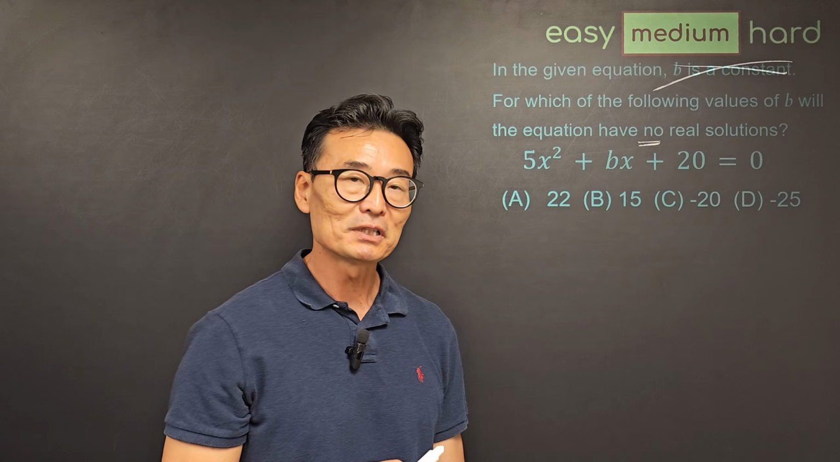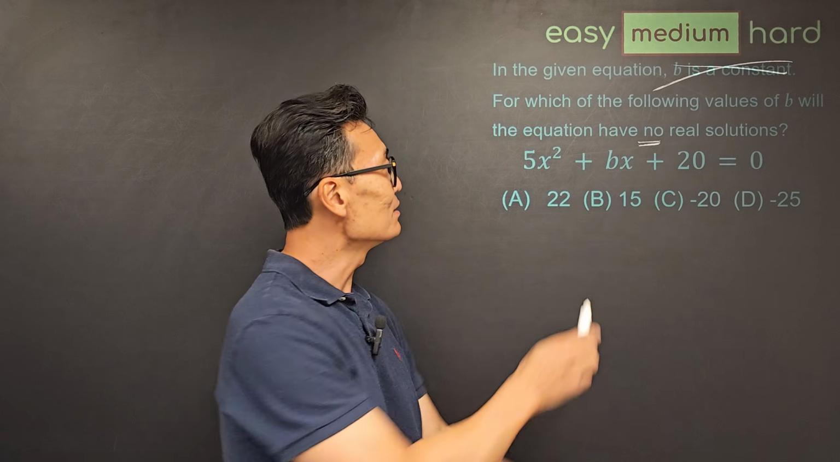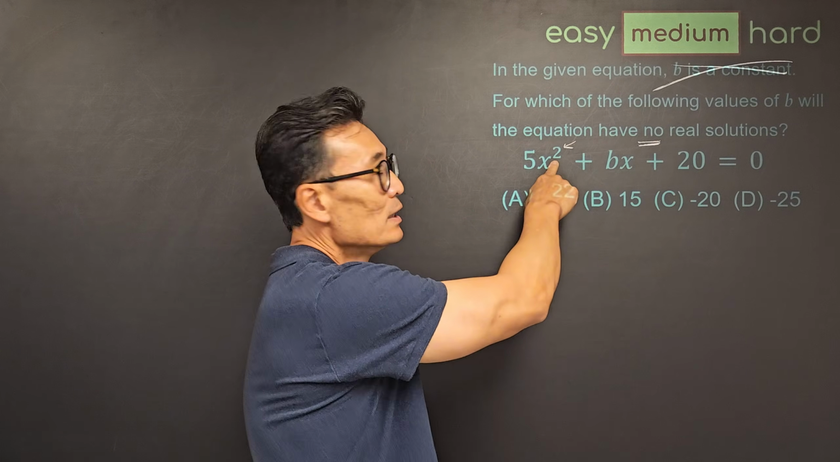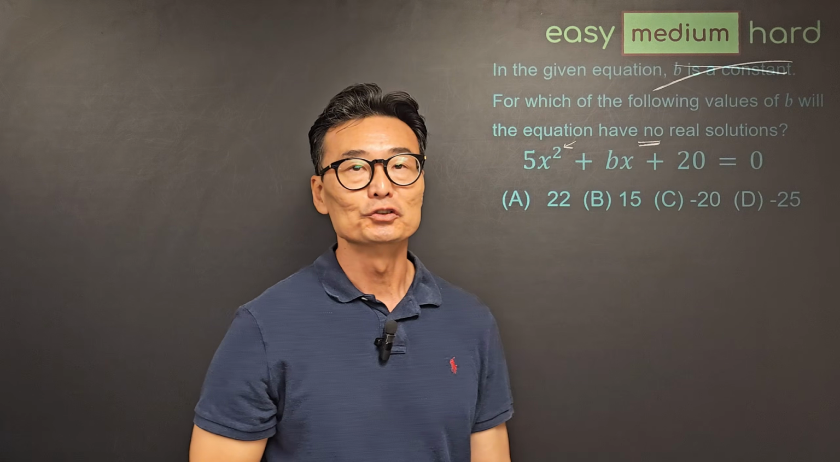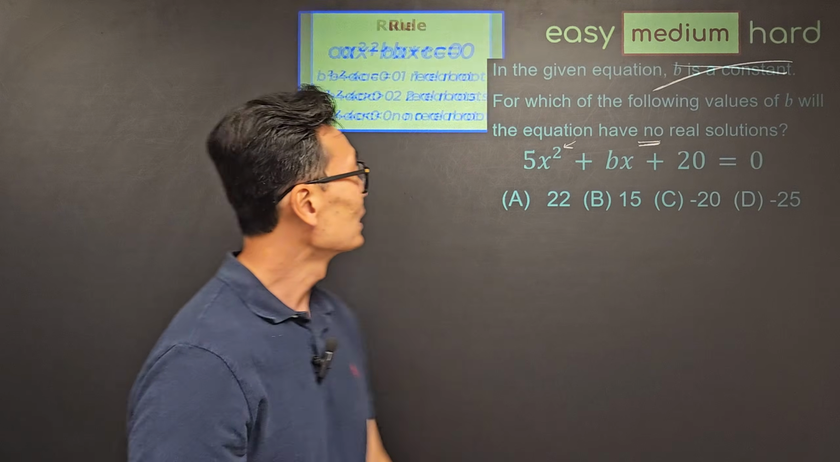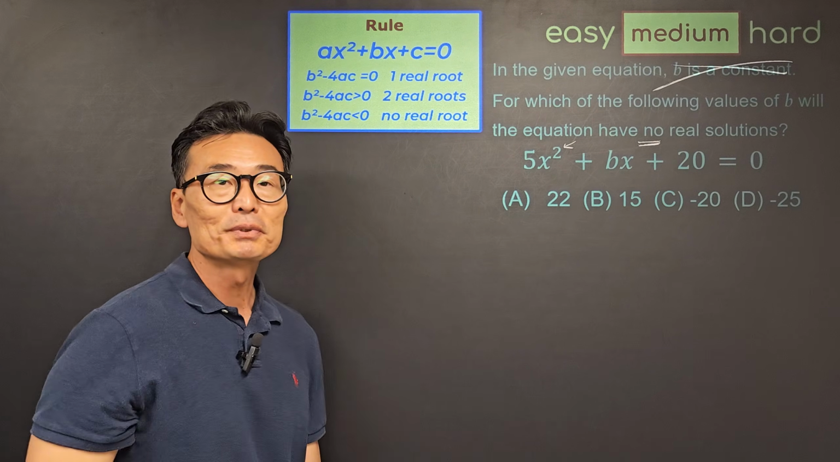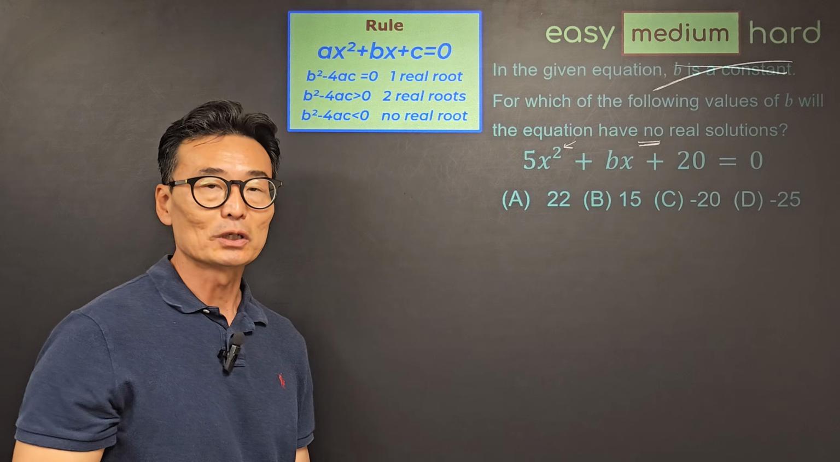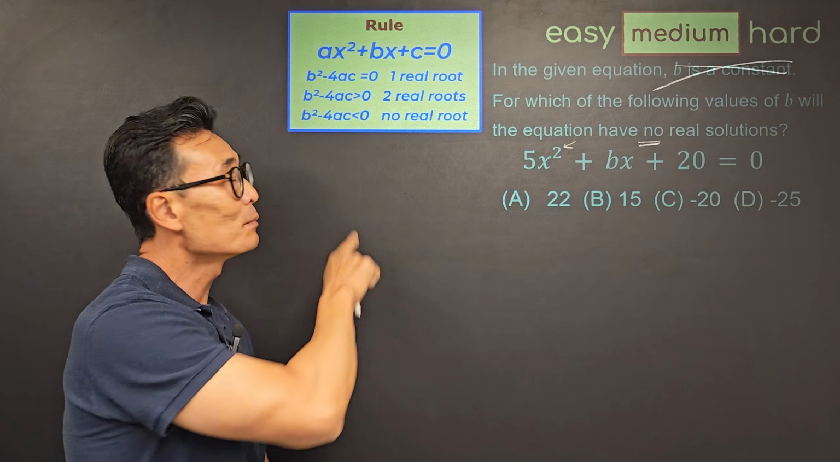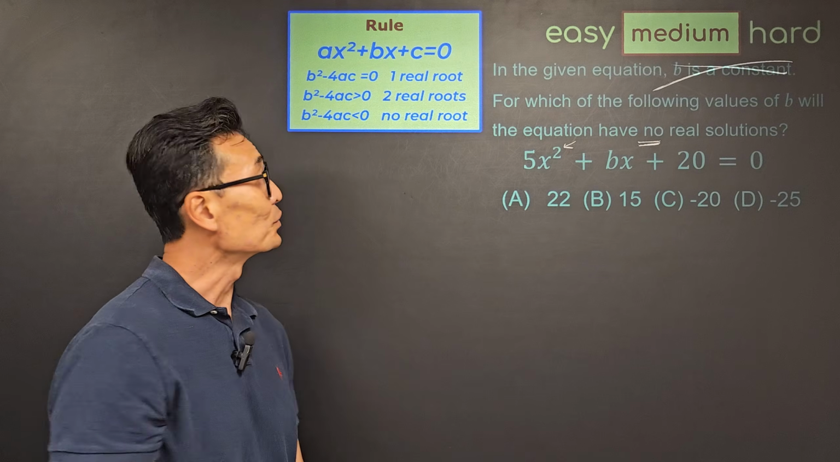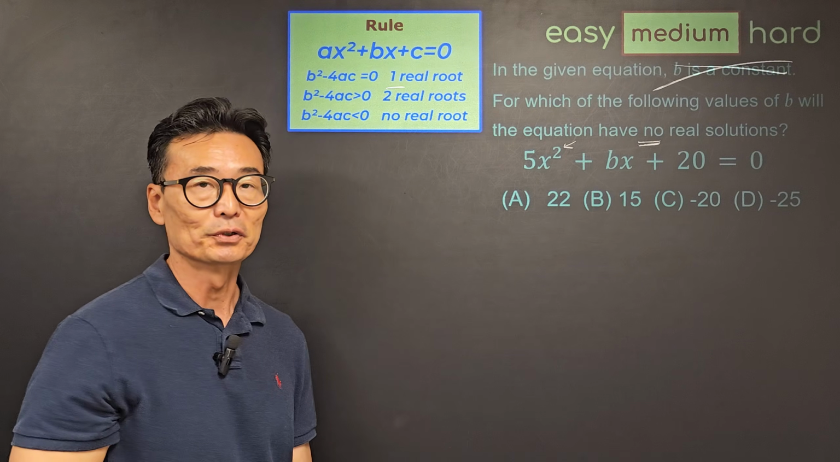When a problem gives you a quadratic equation such as this, a quadratic equation, of course, is when you have x squared in the equation as the biggest degree. You want to use this rule, where given ax squared plus bx plus c, a quadratic equation, and this is called the discriminant, by the way, b squared minus 4ac equals 0.